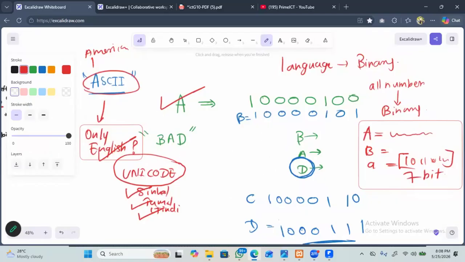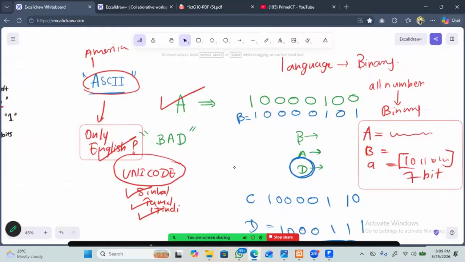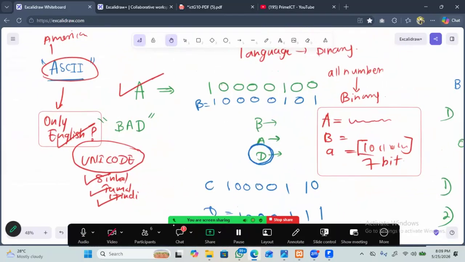This is the way you are getting questions. Is it clear now? Is it clear up to here? Drop me a message. What is ASCII? Yes, okay, very good.